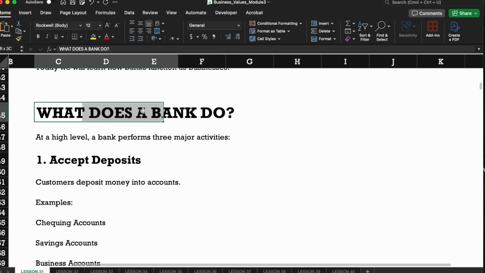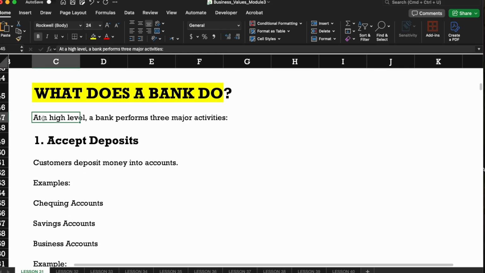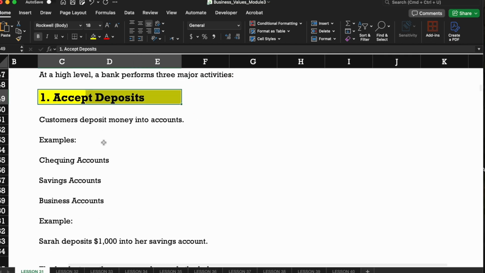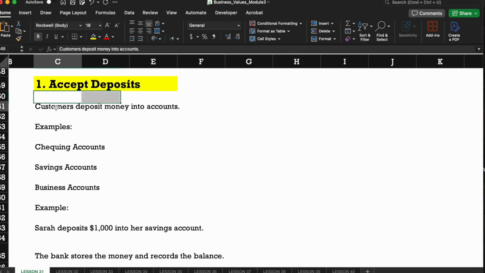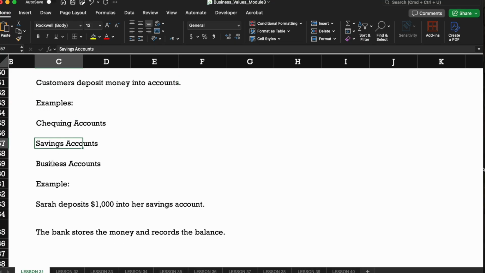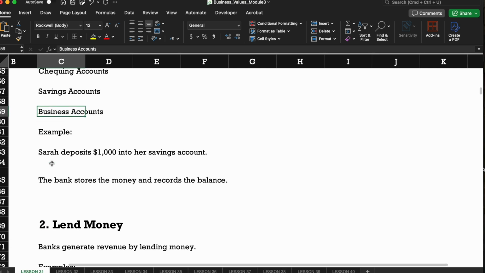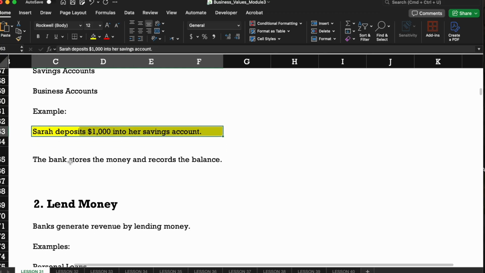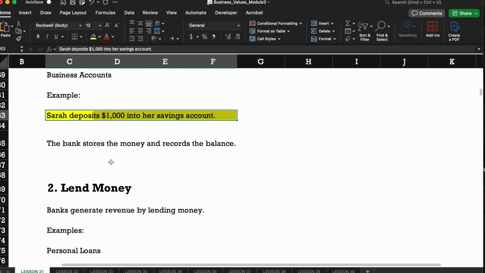So what does a bank do? Everyone knows what a bank does. At a high level, a bank performs three major activities. First, accept deposits, that's the core functionality. Customers deposit money into bank accounts, for example checking account, savings account, business account. For example, Sarah deposits $1,000 into her savings account. The bank stores the money and records the balance.